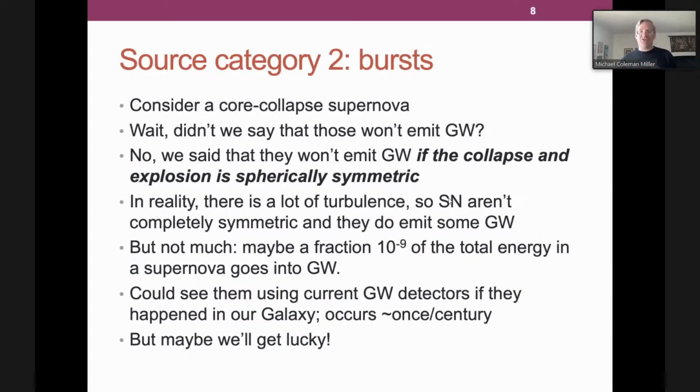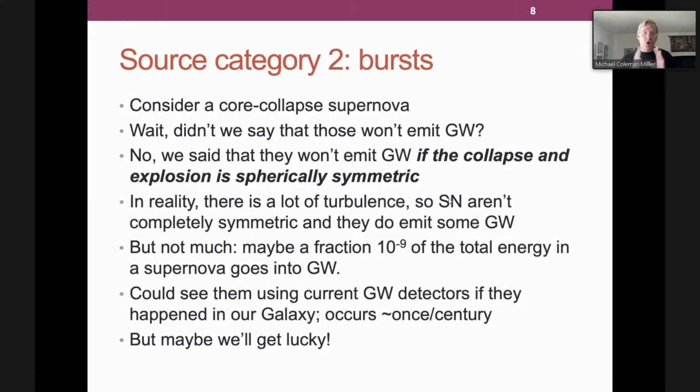Next category, bursts. Now let's consider a core collapse supernova. And here you might be saying, hold on, dude, didn't we just say those are not going to emit gravitational waves? No, what we said is that if it is perfectly spherically symmetric, it will emit zero gravitational waves. But in reality, the process of the collapse of the core and the explosion involves a lot of turbulence and magnetic fields and all of these other things. Therefore, you do not have perfect spherical symmetry. There is some amount of gravitational radiation that is emitted, but not very much.